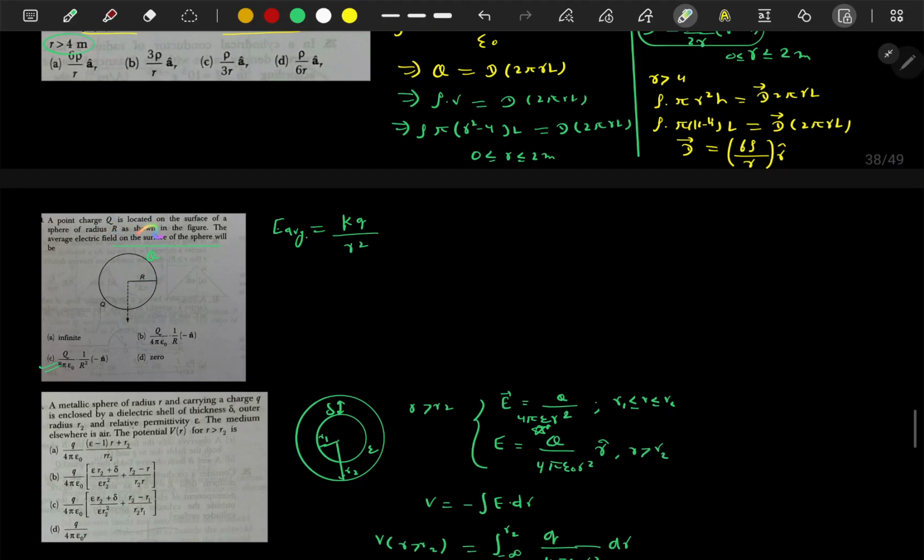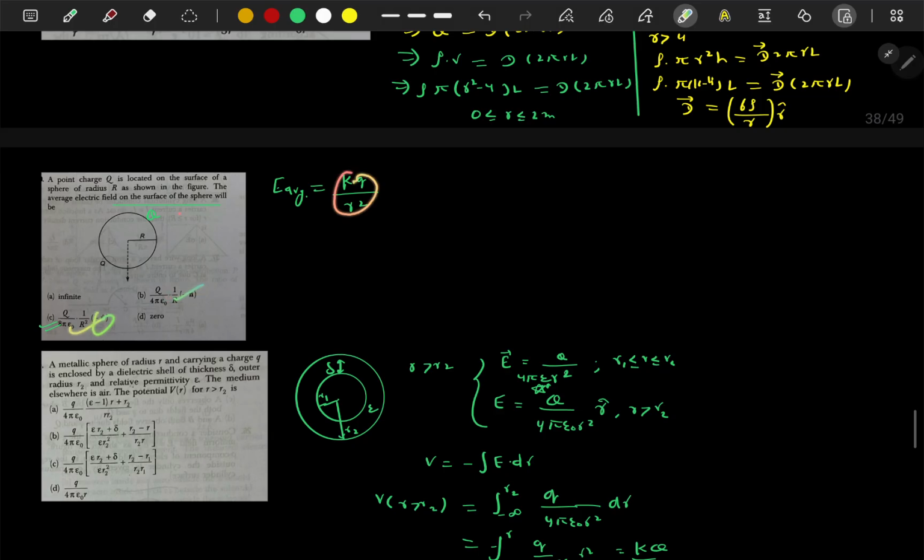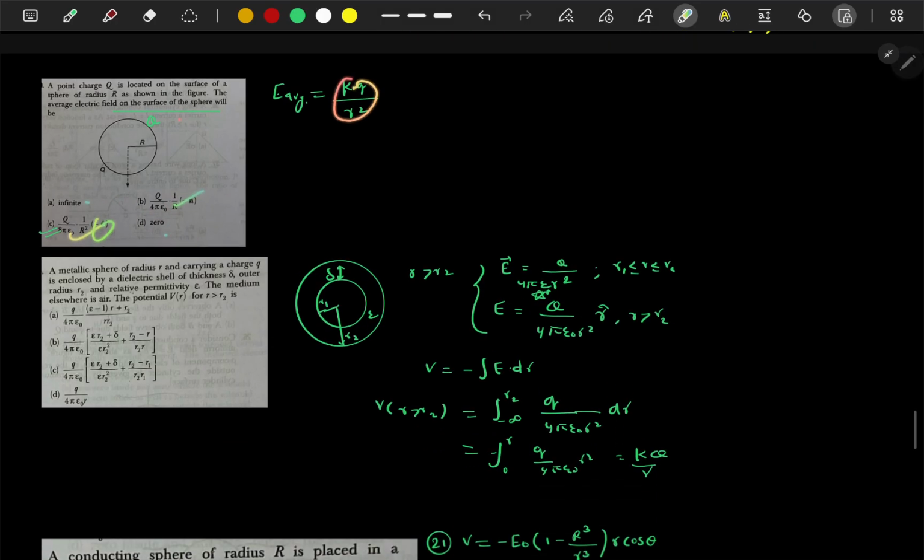Now a point charge q is located on the surface of a sphere of radius r. The average electric field, what is it? kq upon r square minus n cap. kq by r is the potential; it cannot be infinite, it cannot be zero.